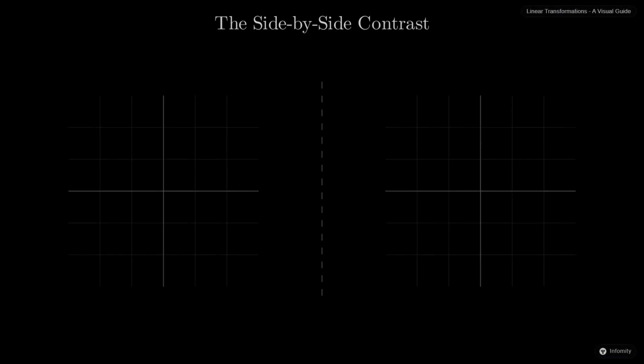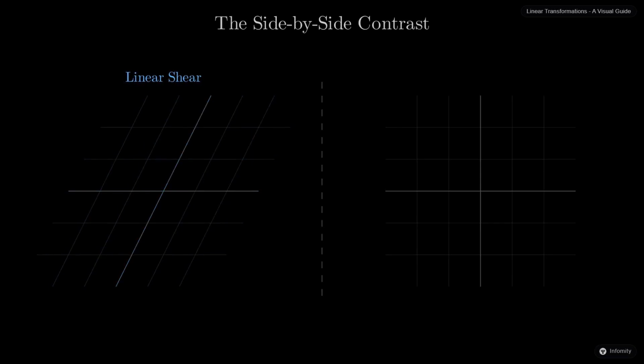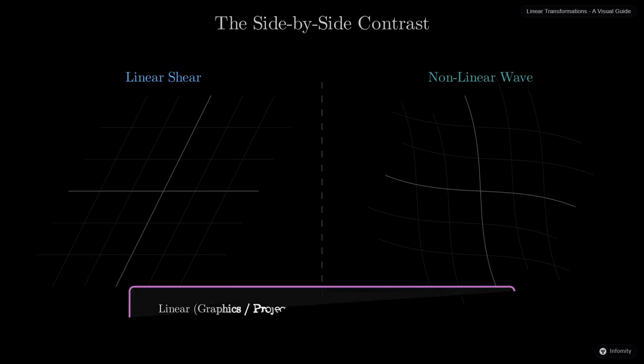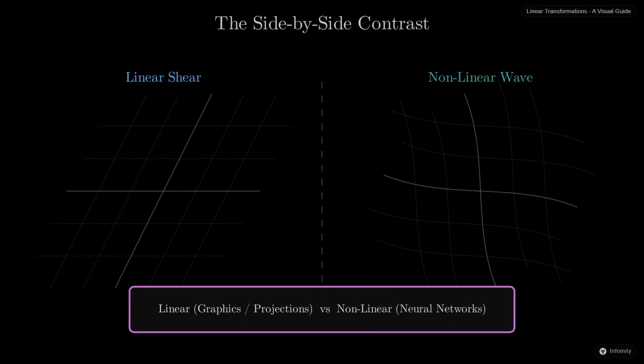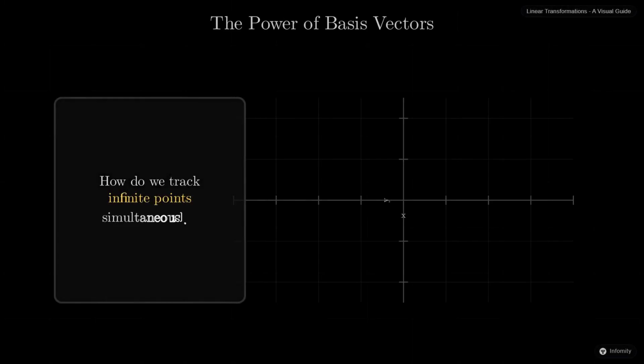Let's compare them side by side. On the left, our linear shear keeps all lines parallel and straight. On the right, our nonlinear wave bends space. This stark contrast is the foundation of computer graphics and machine learning. If our rubber sheet has infinite points, how can we possibly keep track of where they all land after a transformation? The secret lies in just two special arrows, our basis vectors i hat and j hat.